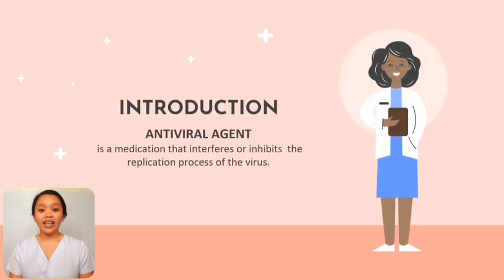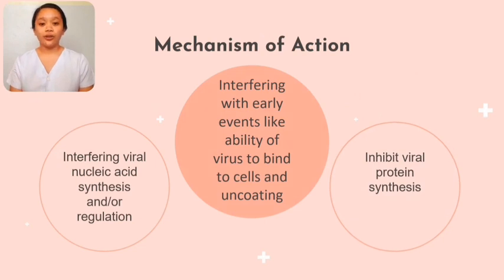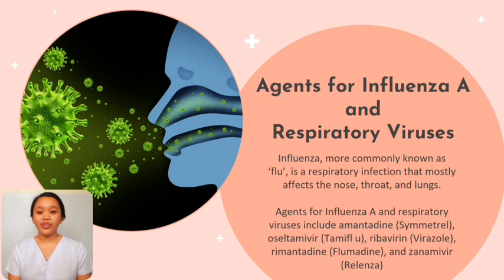An antiviral agent is a medication that inhibits the replication process of the virus, meaning it interferes with the virus's capabilities to reproduce, either through interfering with early events like binding to cells and uncoating, interfering with viral nucleic acid synthesis and/or regulation, or inhibiting viral protein synthesis. There are 4 classes of antiviral agents. First, we have agents for influenza and respiratory viruses.